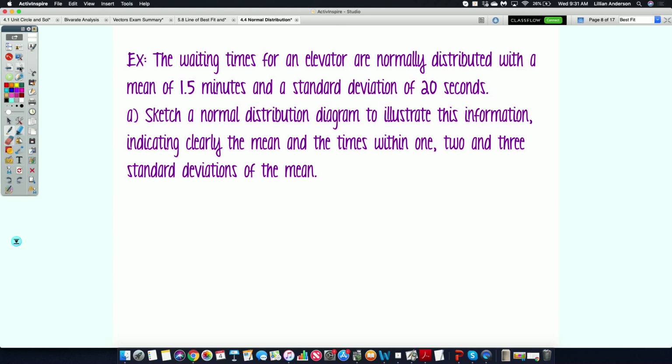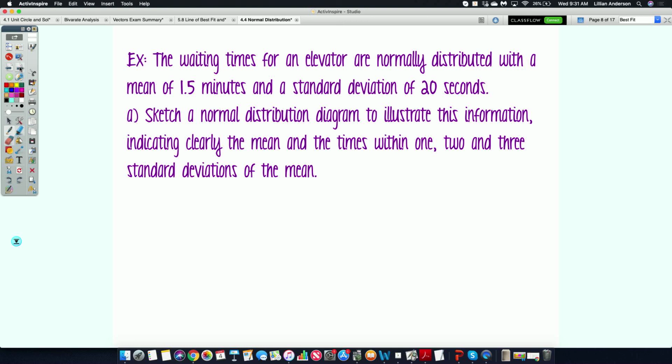Let's get to an example. Open up your other yellow sheet and look at example 1. I think I've labeled it correctly. It talks about the waiting times for an elevator are normally distributed, with a mean of 1.5 minutes and a standard deviation of 20 seconds. Now you might need more space for this one in particular because it is a part A, B, C, and D. But you have your notebook, so if you need to write it there, you can. So we have a mean of 1.5 minutes and a standard deviation of 20 seconds.